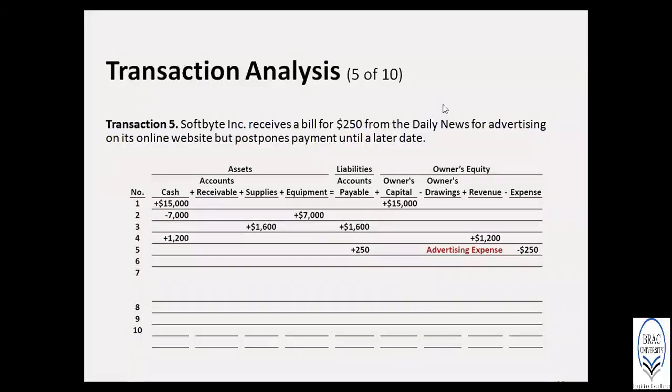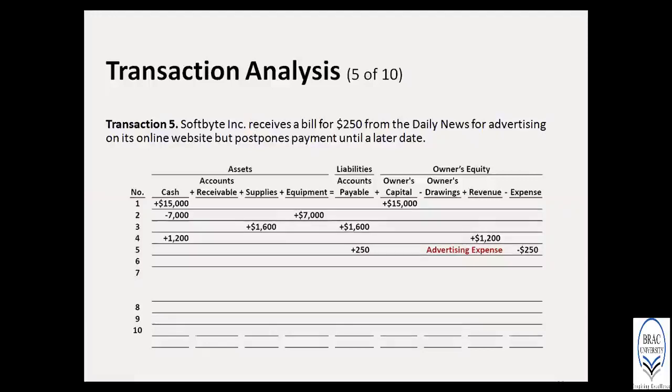In this new transaction, Softbyte Inc. receives a bill for $250 from Daily News for advertising on its online website, but postpones payment until a later date. So Softbyte put an advertisement on Daily News's online website. So their advertisement has already been published in Daily News. So an expense has occurred as an advertising expense. But Softbyte hasn't paid the bill yet. It just received a bill worth $250 from Daily News.